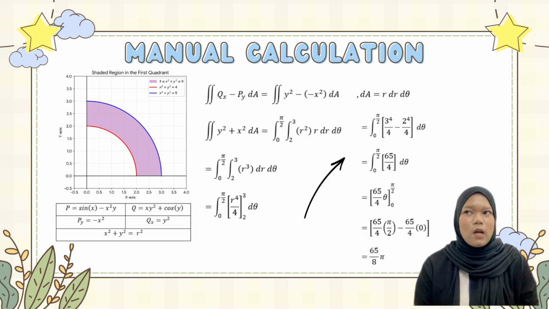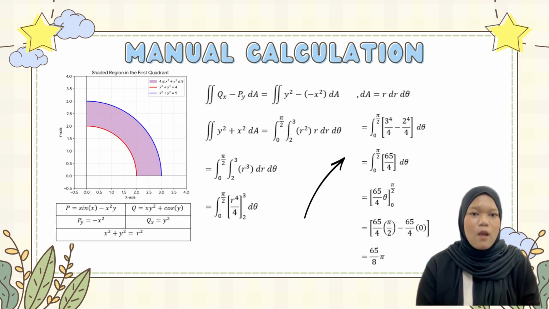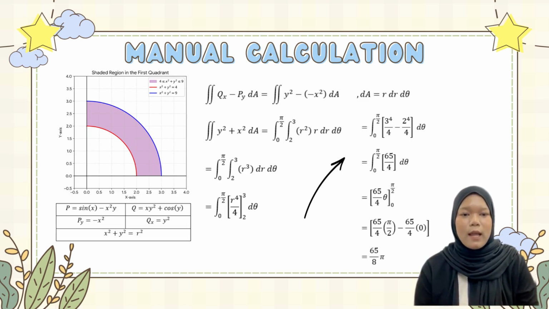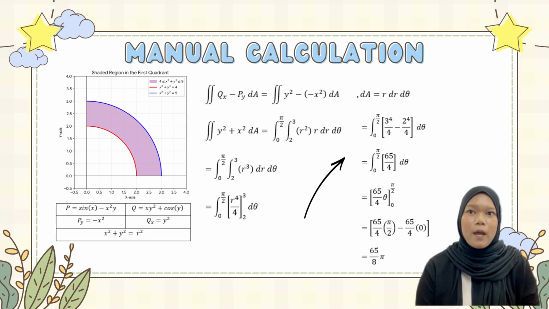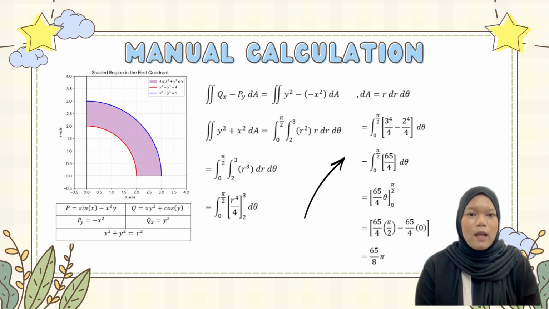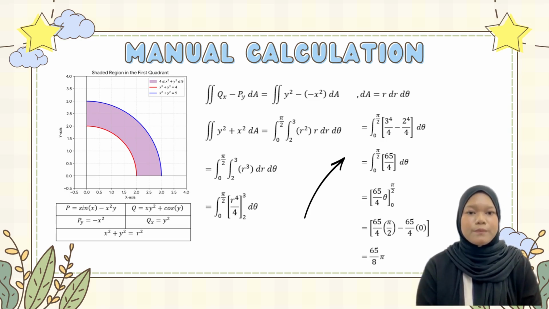Because the region is a ring lying in the first quadrant between circles of radius 2 and 3, we set our polar integration bounds for the radius r from 2 to 3 and for the angle theta from 0 to pi over 2. Multiplying the integrand by the polar area element r gives us r cubed, which we integrate with respect to r to get r to the power of 4 over 4.